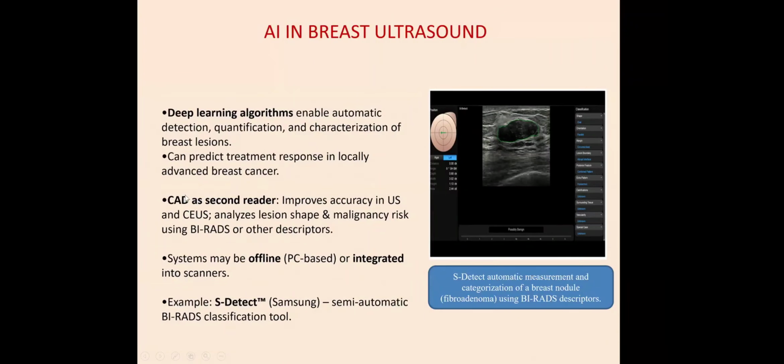And CAD, that is computer-aided diagnosis. This AI can be used as a second reader because it improves accuracy in ultrasound and contrast-enhanced ultrasound. It helps in assigning regions of interest and malignancy risk using BI-RADS or other descriptors. And this system can be offline, like you can use it on PCs, or it's integrated into the scanners. Like we also have a Samsung machine, and we have this software.